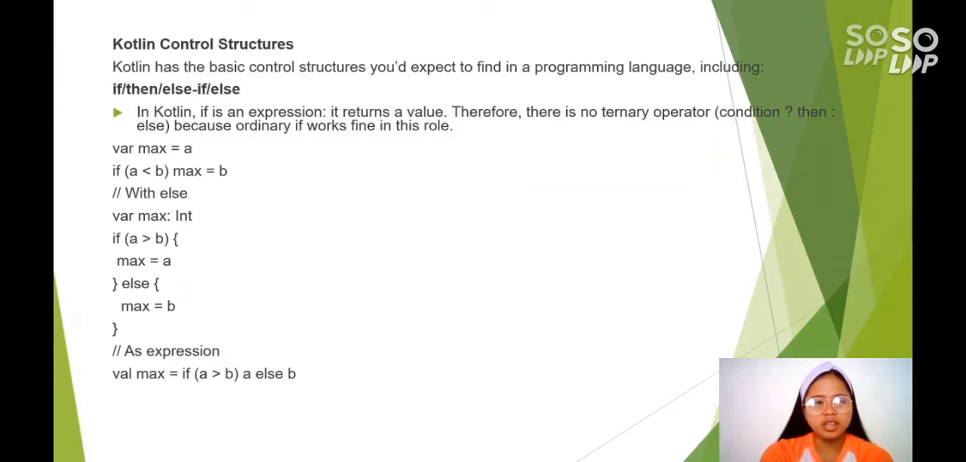Another topic is Kotlin control structures. Kotlin has the basic control structures you'd expect to find in a programming language, including if, then, else if, else. In Kotlin, if is an expression. It returns a value. Therefore, there is no ternary operator, condition, then, else, because ordinary if works fine in this role.